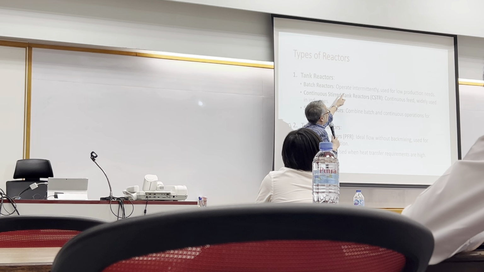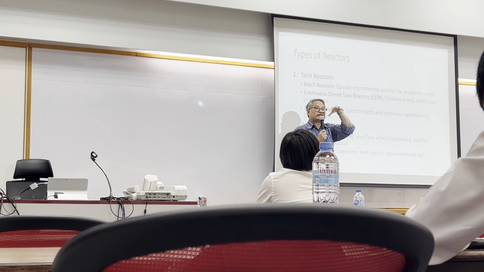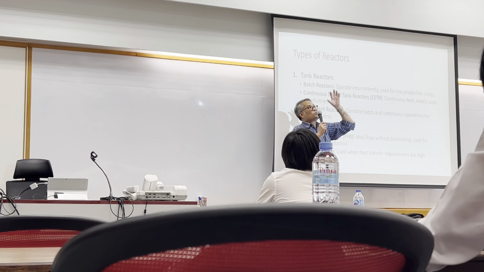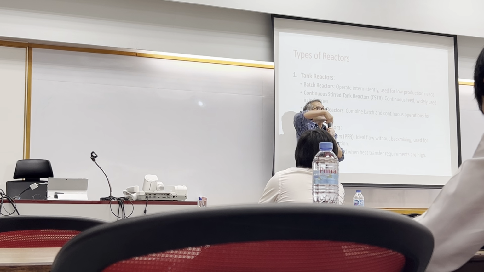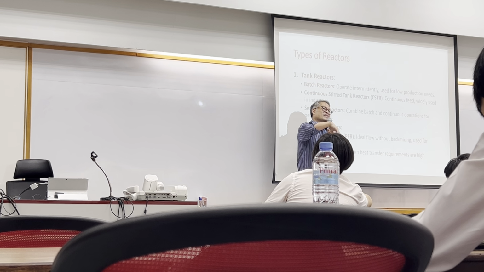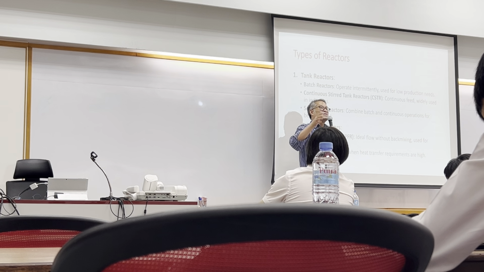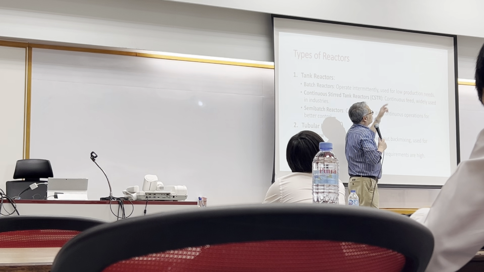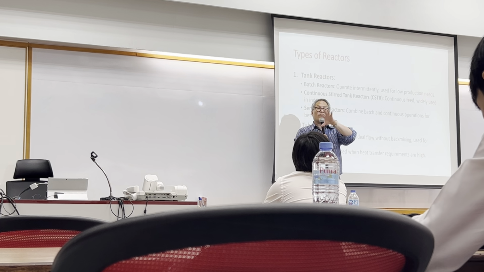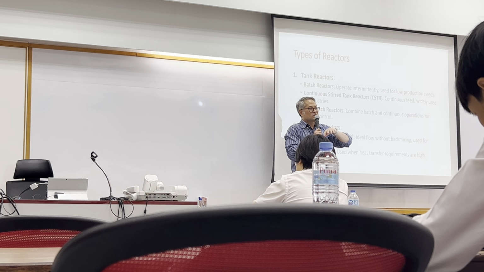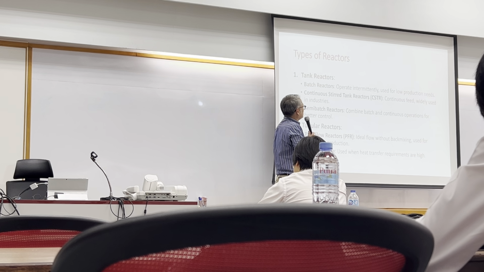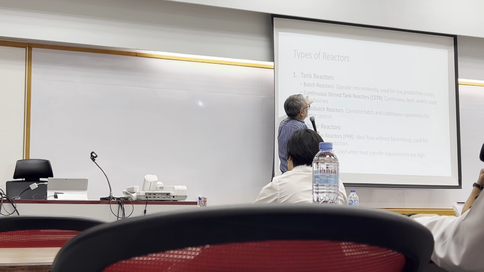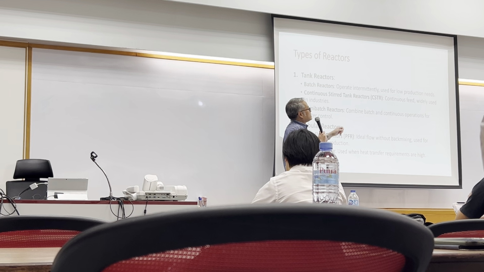Batch reactor operates in batch mode, so no input, no output. You put everything in at the beginning, you stir it, you let the reaction proceed, and then you stop at one point and take everything out. This is usually used for low production capacity. You don't want to make a lot of products, just a certain amount. But if you need a lot, then we go to the continuous stirred tank reactor, or CSTR.